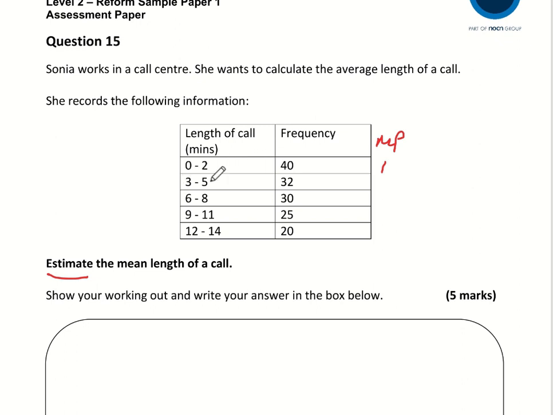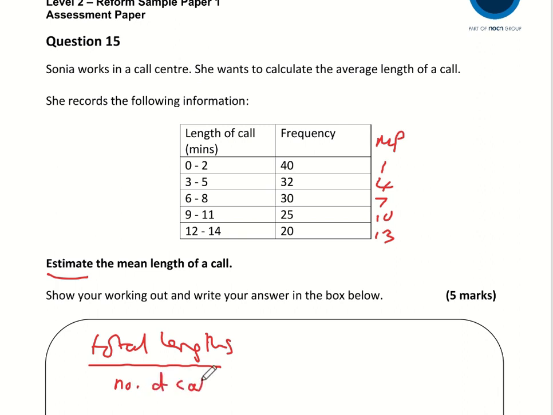It doesn't really fall in any of these ranges here. Anyway, we'll ignore that. 3 to 5, the midpoint is 4, 7, 10 and 13. So the mean length of a call is going to be the total length of all the calls combined divided by the number of calls. So I'll just write that down, number of calls.